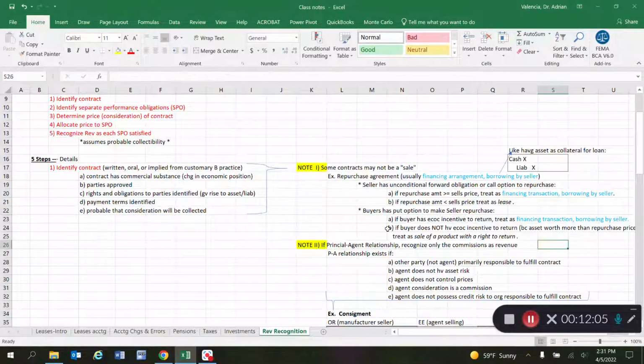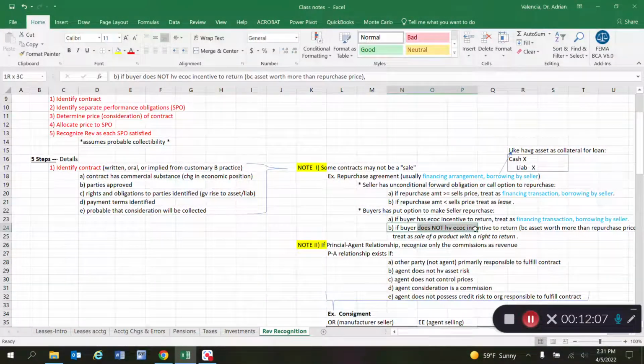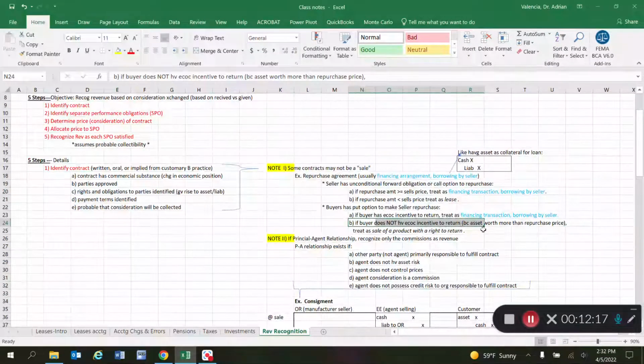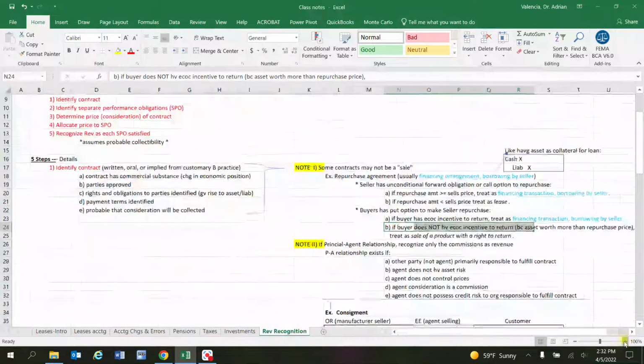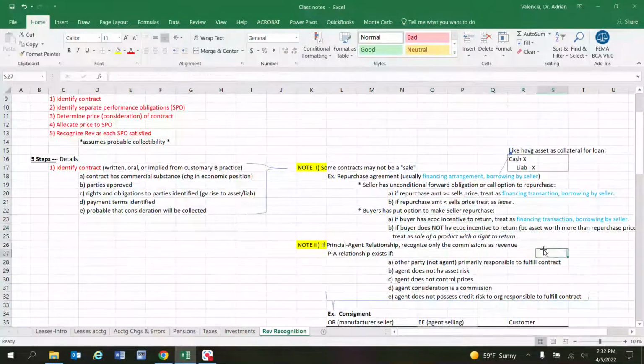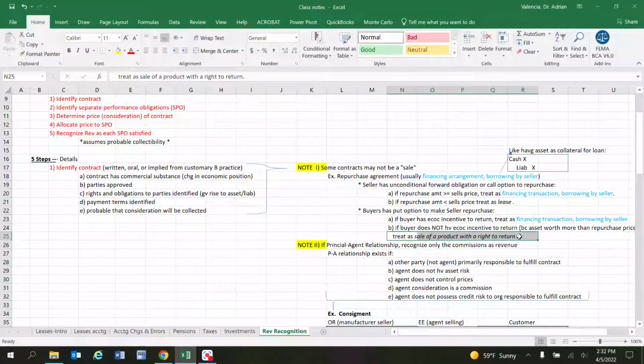On the other hand, if the buyer does not have an economic incentive to return it, and here I'm saying the asset might be worth more than the repurchase price, so they don't really have an economic incentive to sell it to us, then at that point, we may treat this as a sale of a product with the right to return.